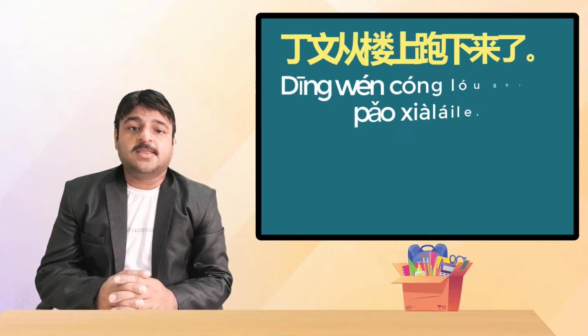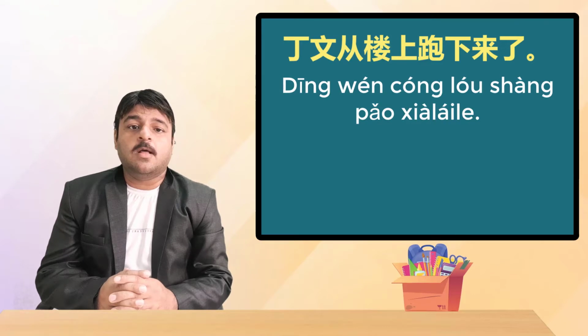Let us start with the sentences in the box. Let us read the first sentence. Ding Wen song lou shang pao xia lai. Ding Wen came running down from up the building. Notice the movement in this sentence. Ding Wen is coming down from the top of the building or from the floor of the building.